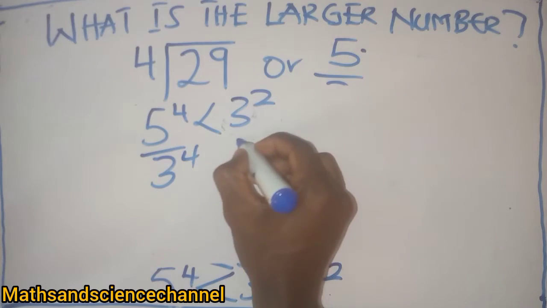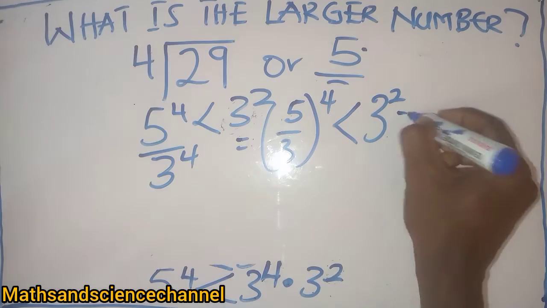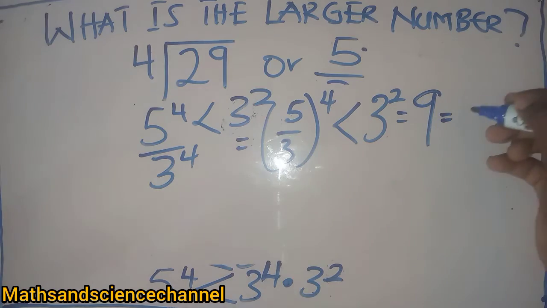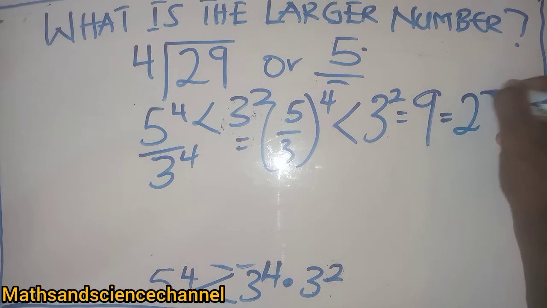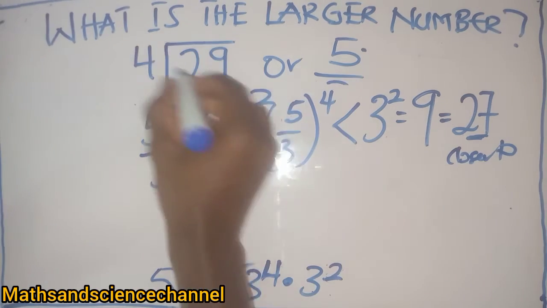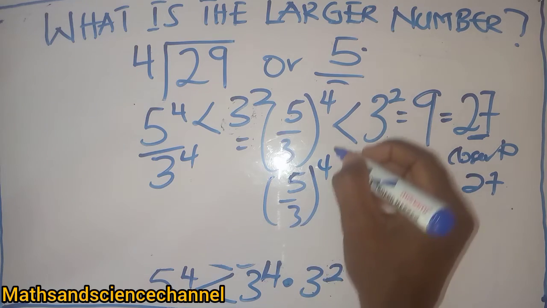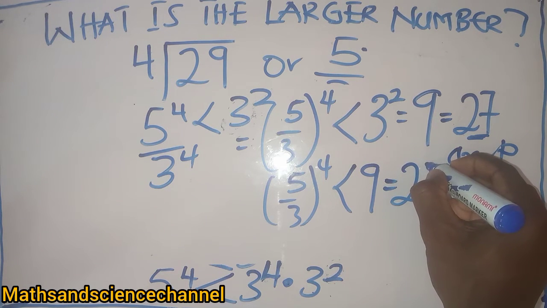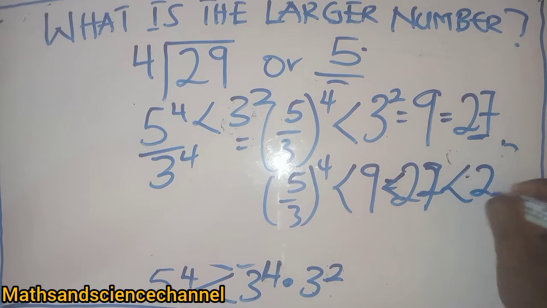So you can see that they have the same exponent, and with this I can write it as 5/3 to the power 4 being less than 3 raised to the power 2. Now what is 3 raised to the power 2? That's 3 times 3, which is 9. 3 raised to the power 3 is 9 times 3, that is 27, right? Now the 27 here is closer to our 29. So if that is the case, this tells us that 5/3 all to the power 4 is less than 9, and 9 is also less than 27, which is less than our 29, right?